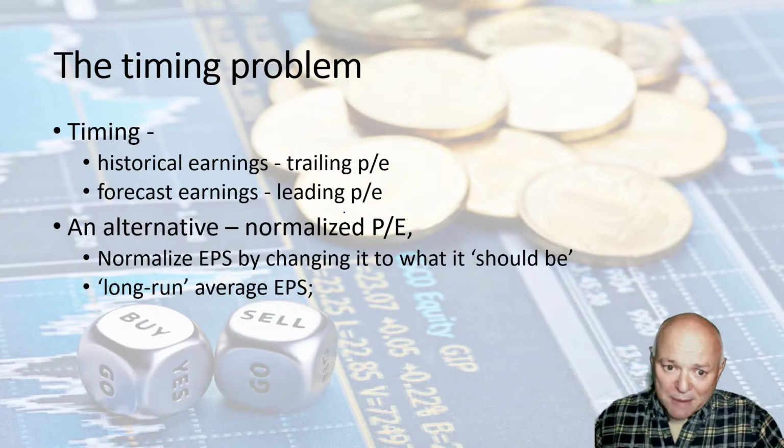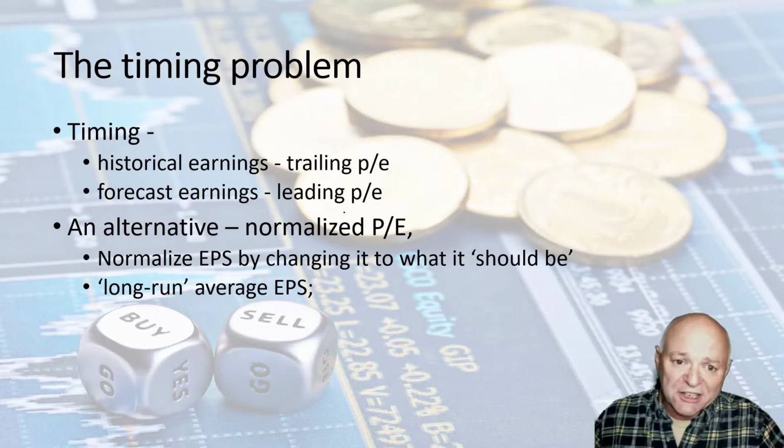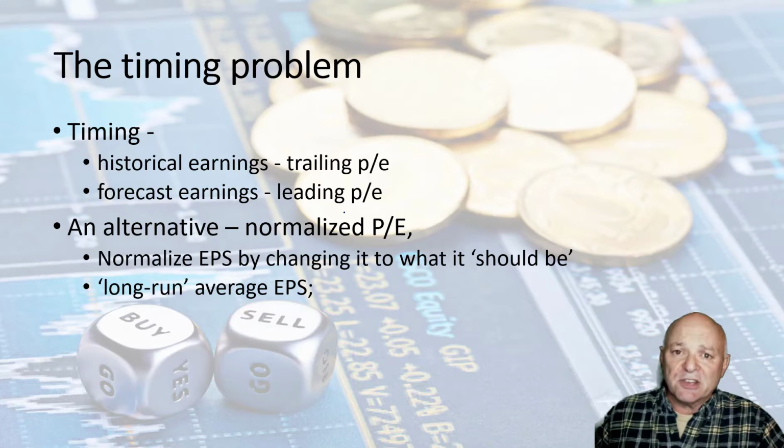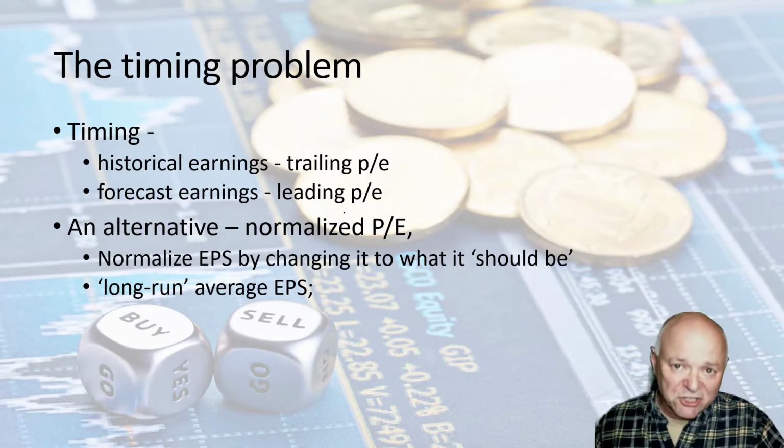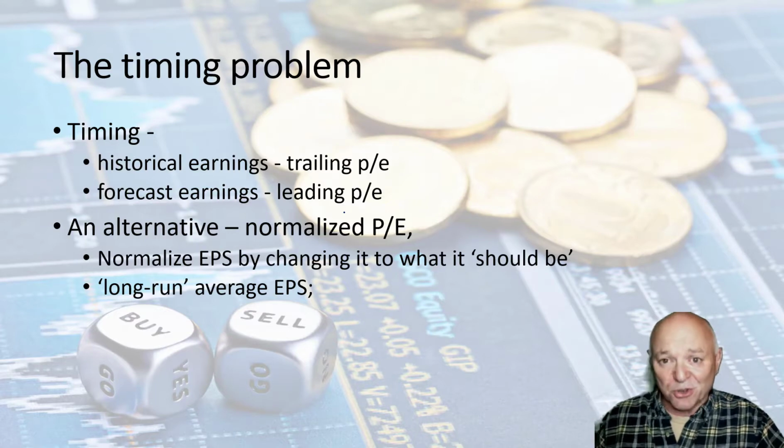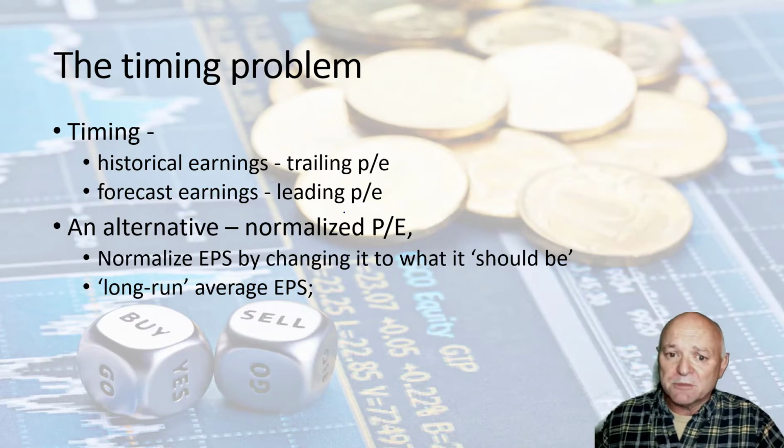We can perhaps get around that by using forecast earnings instead of historical earnings, and we call that a leading price earnings multiple. Of course, if we're using historical information, we're using a trailing price earnings multiple. Sometimes that's based on last fiscal year's earnings per share, and sometimes it's based on the trailing 12 months, and I'll come back to that one in a second.